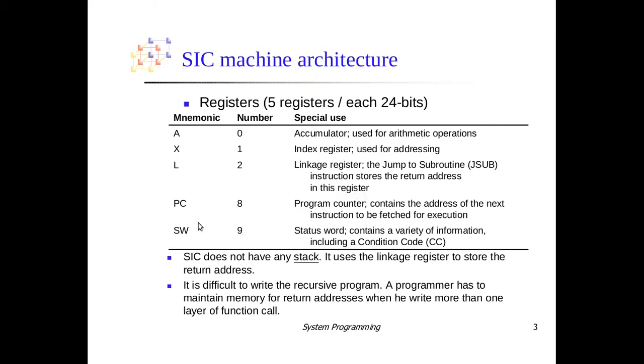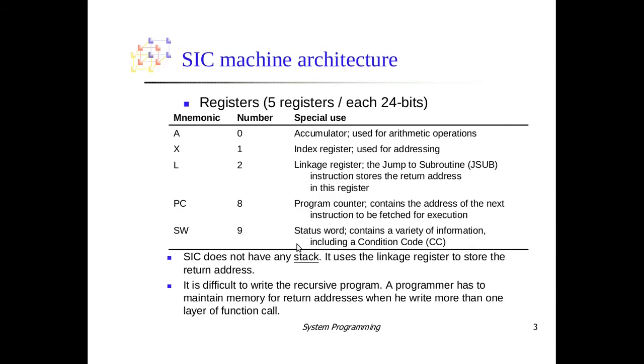Then PC, the program counter, contains the address of the next instruction to be fetched for execution, and SW, the status word, contains a variety of information including the condition code. It is actually a flag register.